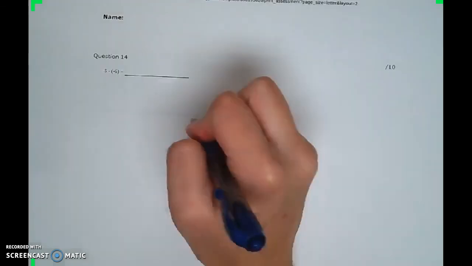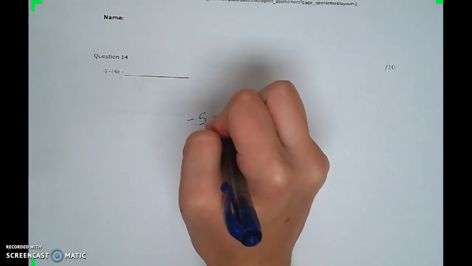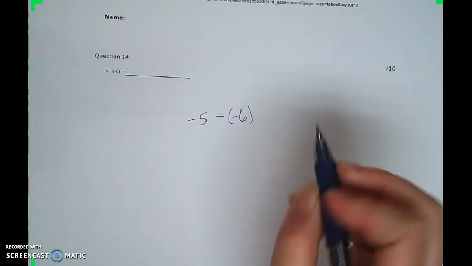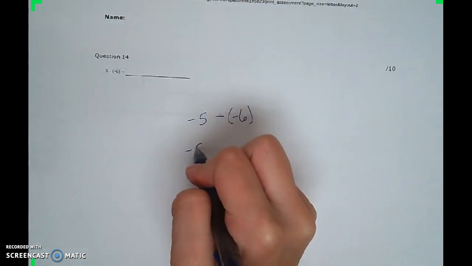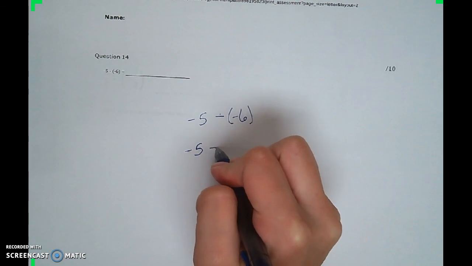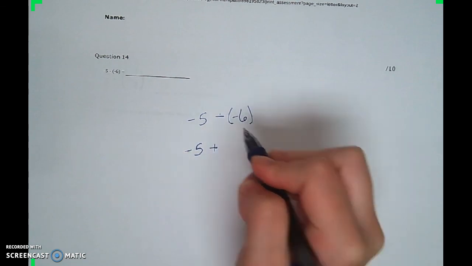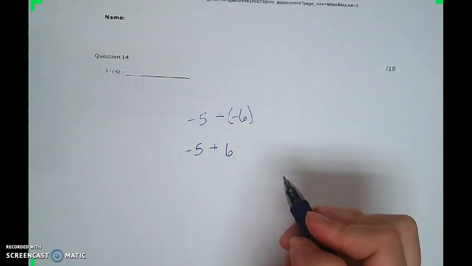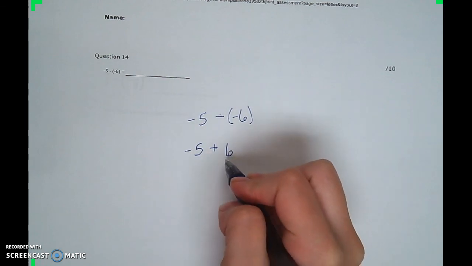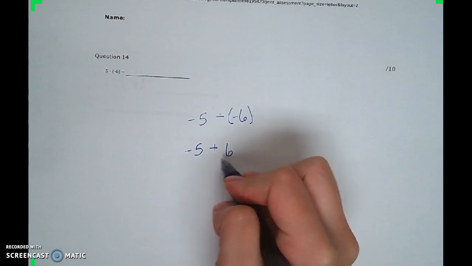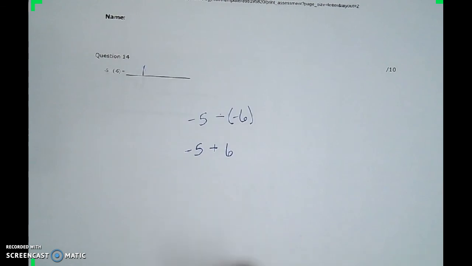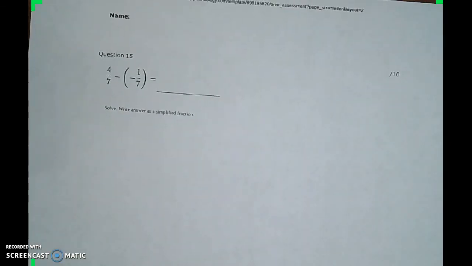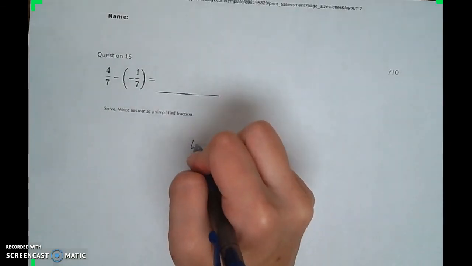Number 14 is -5 minus -6. So when I rewrite this, I keep my -5, and then I want to change subtraction to addition. The opposite of -6 is a +6. They have opposite signs. 6 has a larger absolute value, and it's positive, so my answer will be positive. And then I want to subtract 6 minus 5, which gives me a +1.